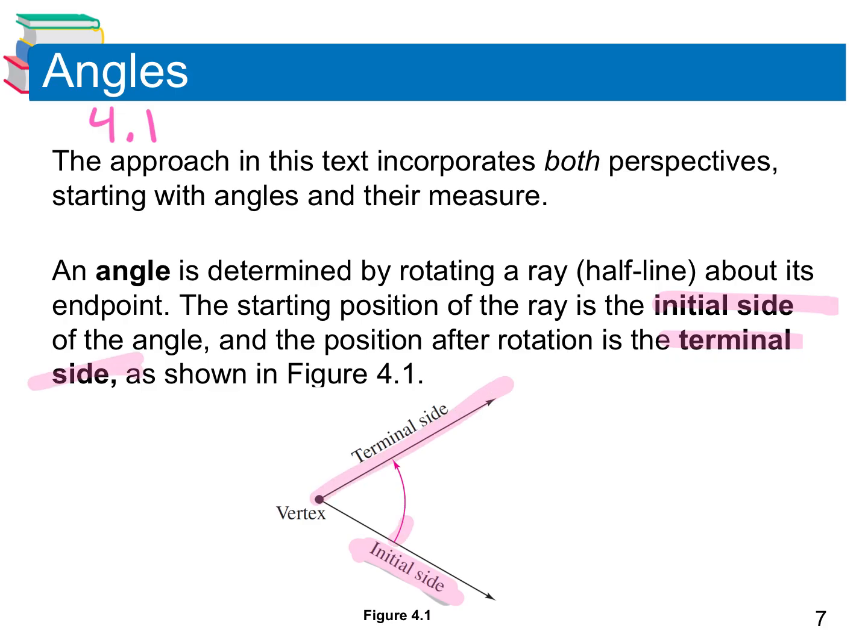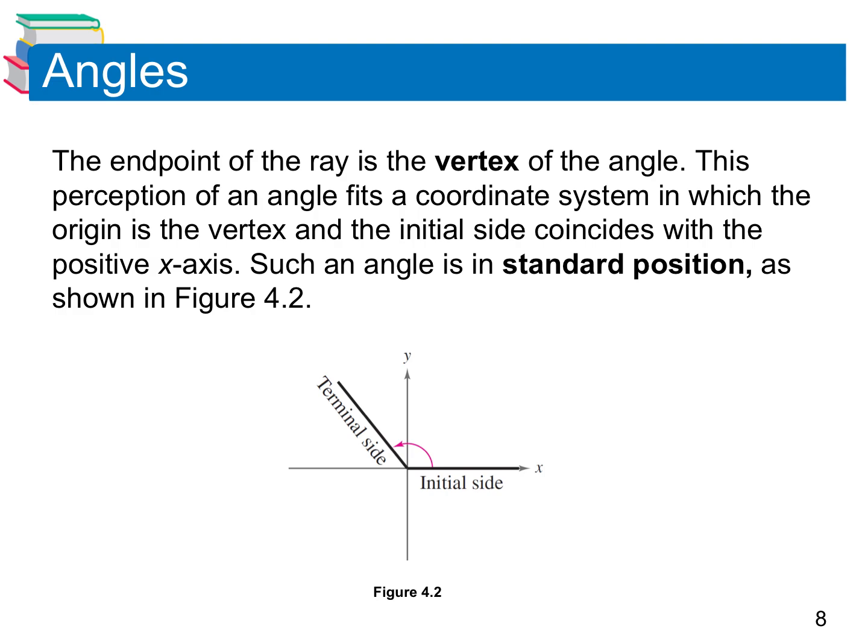The angle is formed in between the initial and the terminal side. So this is going to be our angle. The end point of the ray is the vertex of the angle. So the vertex comes from here.